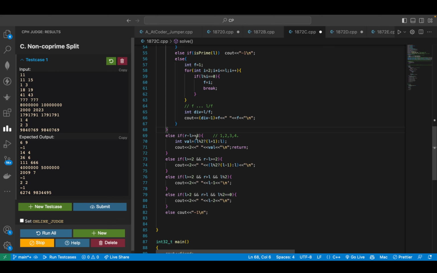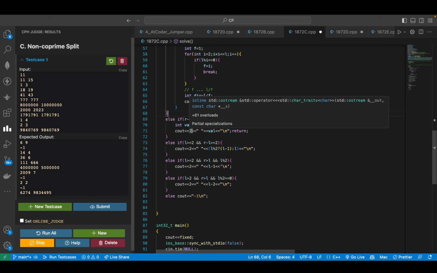In that case, I can simply say that I want to make both numbers even, right? I want two even numbers that sum up to a value which lies between L and R. So one number can be 2 and the other number can depend on L. If L is odd, I'll take L plus 1. If L is even, then I can directly take L.